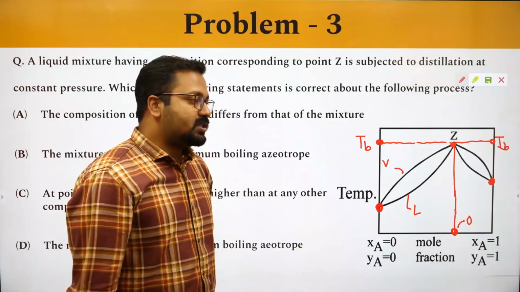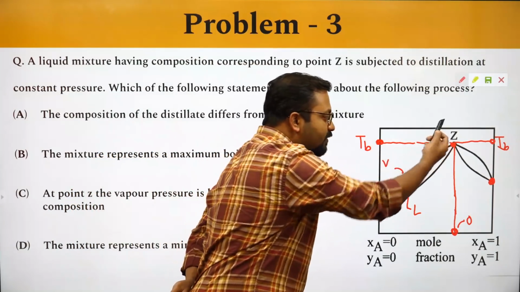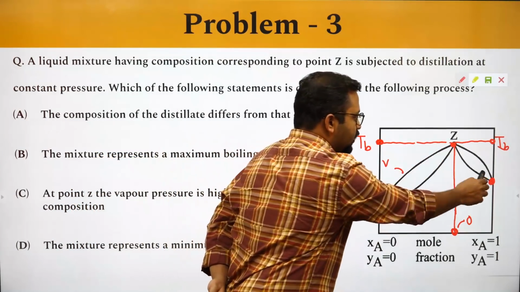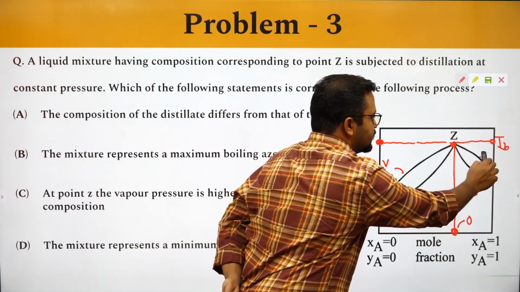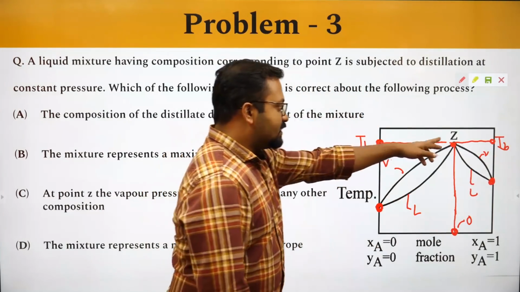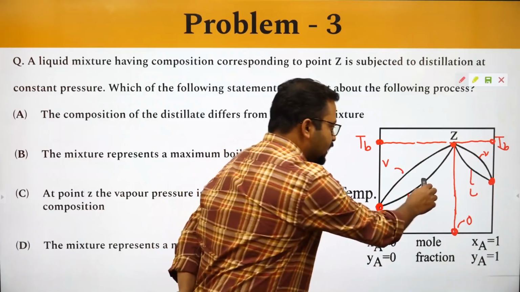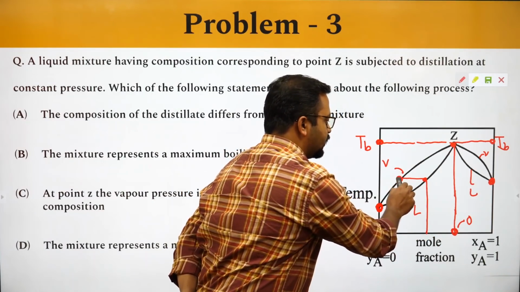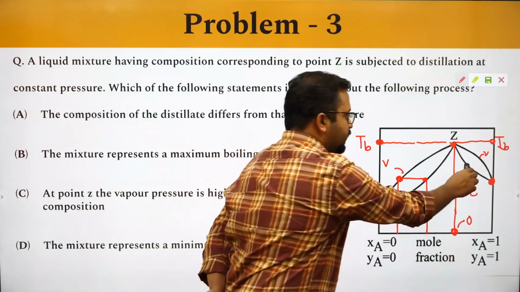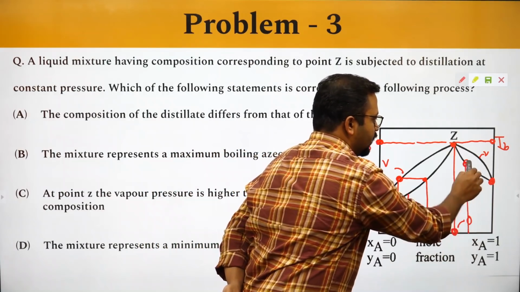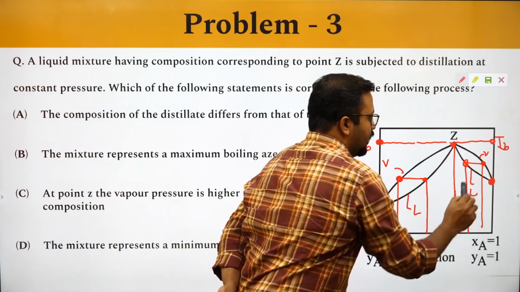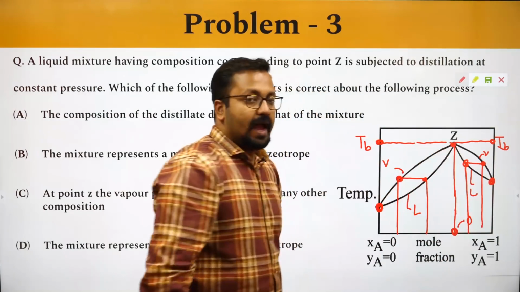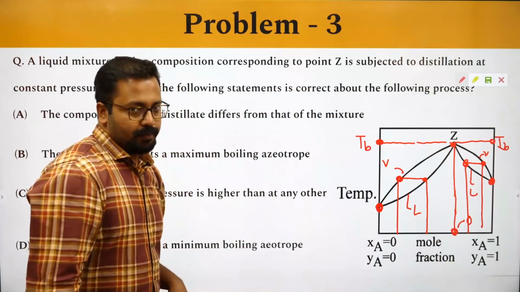But what I don't see over here is a corresponding vapor plot. This is liquid, this is liquid, this is vapor, but there is no corresponding vapor for this point. If we had taken the liquid composition over here, I would have gotten a vapor plot. But at this juncture, at point Z, I do not have a vapor plot.